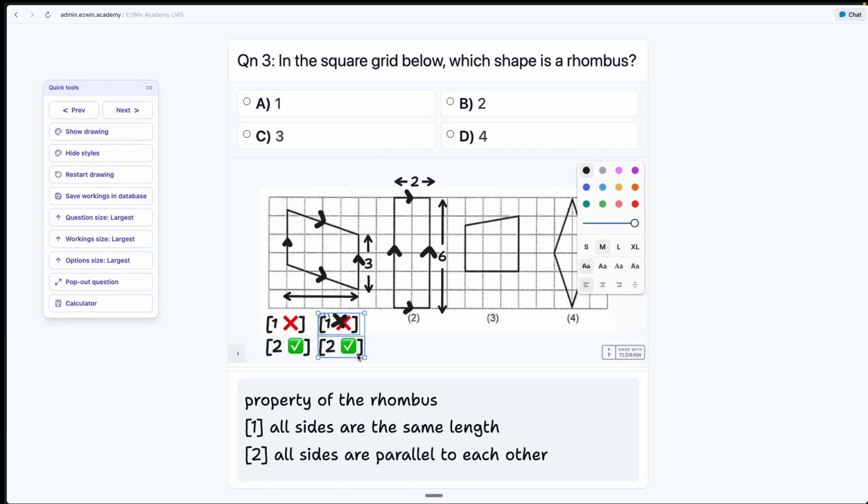All sides are parallel, but they are not the same length. So in this case, number 2 is wrong. Okay, so what about number 3?